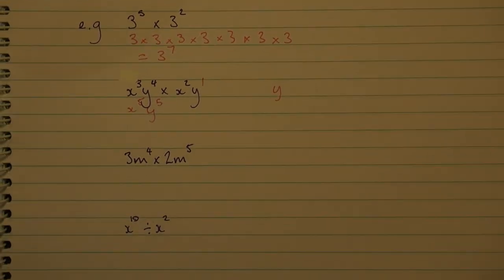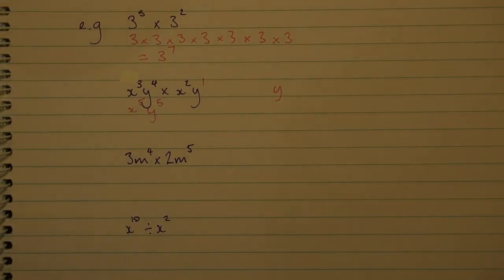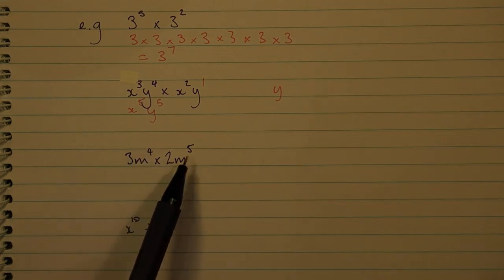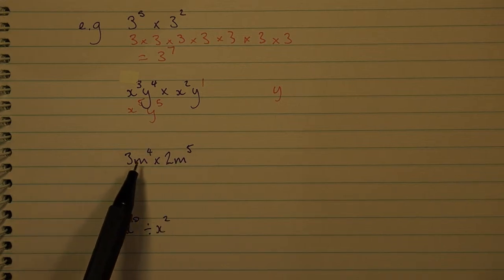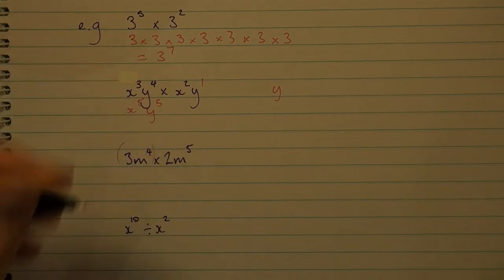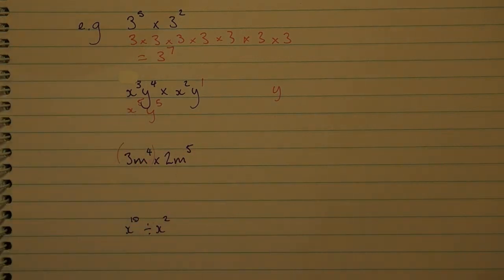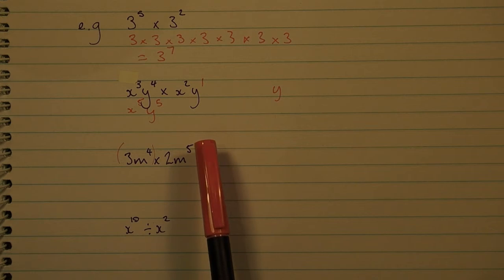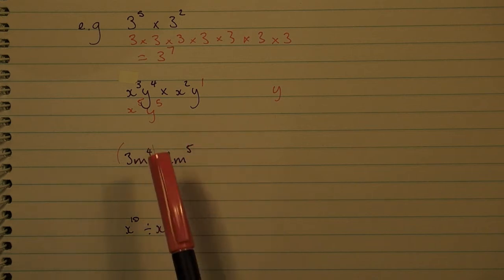All right, so a little bit more multiplication before we move on to the divisions, because I just want to show you something you need to be really, really careful of. We have 3m to the power of 4 multiplied by 2m to the power of 5. Over in this term, only m is being put to the power of 4. The 3 has no power. Similarly, over here, it's just the m that's being put to the power of 5. The 2 has no power.